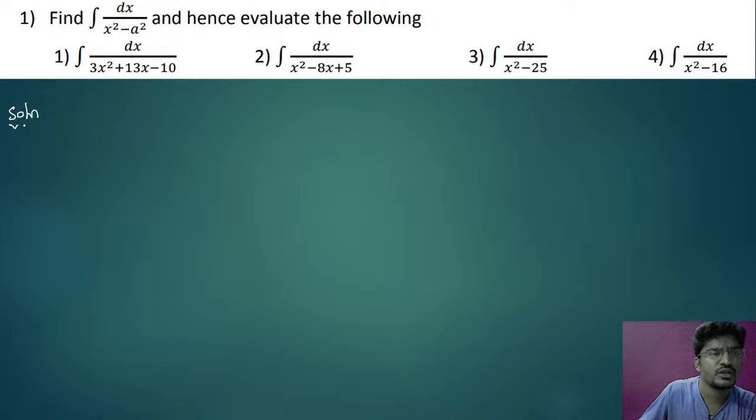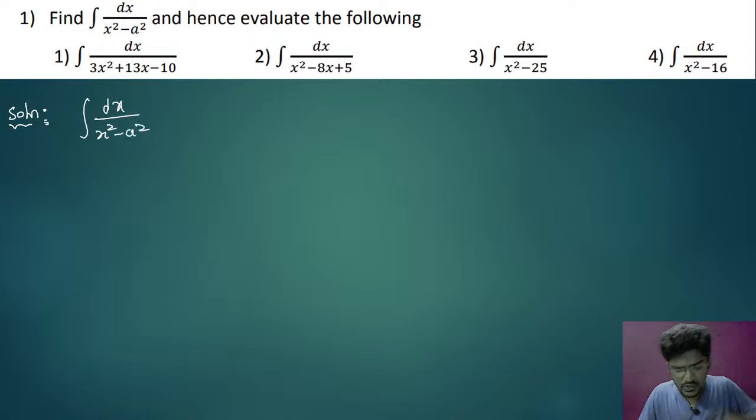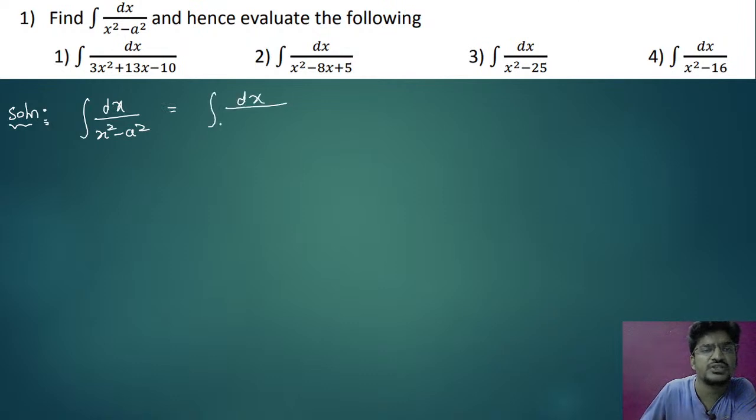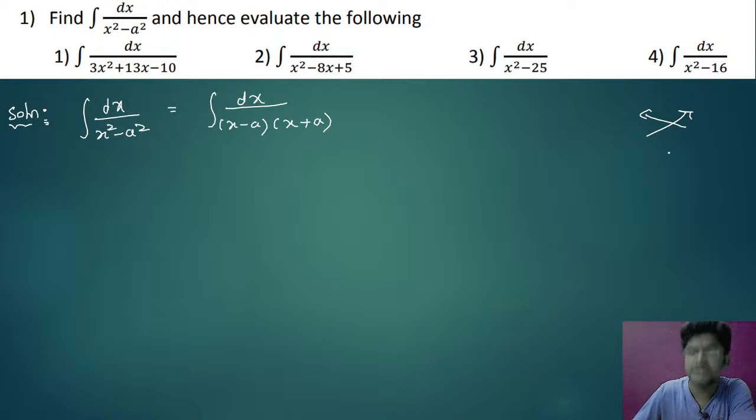So see the solution. First we have to solve integration of dx divided by x square minus a square. So how can you write this? It can be written as integration of dx divided by x minus a into x plus a. So use the criss-cross method for this, because here you have 1 in the numerator. Whenever you have numerator 1, you use this criss-cross method, that is a shortcut. So that will be in the form of x plus a and x minus a.